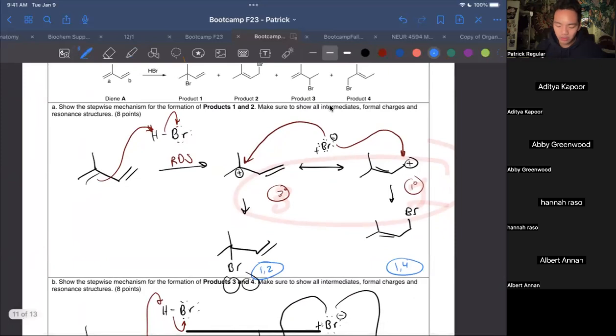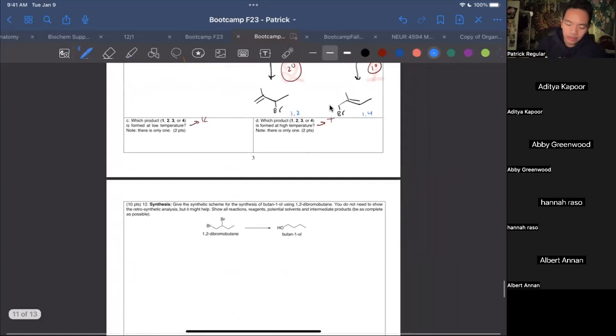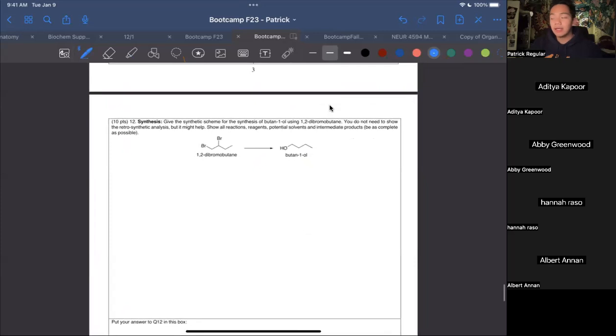Product number 1, 1-2 addition, kinetic product. Your 1-2 addition is always your kinetic product. Your thermodynamic product is always the most substituted alkene. Let's look at the substitution pattern. This alkene is mono-substituted. This alkene is tri-substituted. So this is your thermodynamic product. So product 1, product 2. That's it. Again, if you have problems with that, rewatch the video. I made an entire video on that.